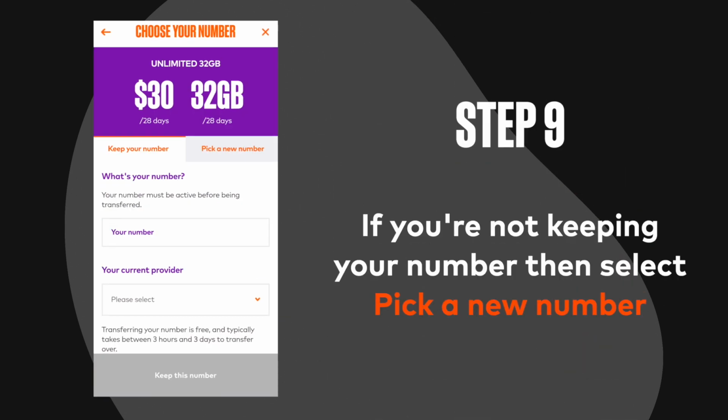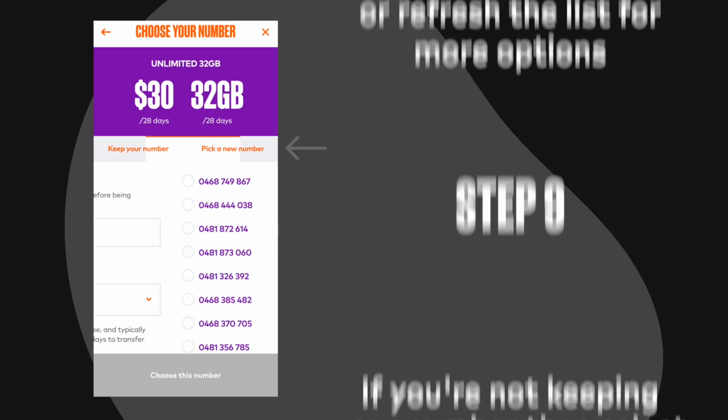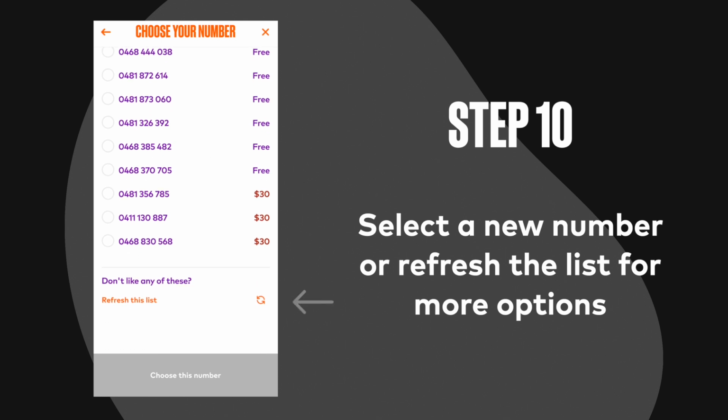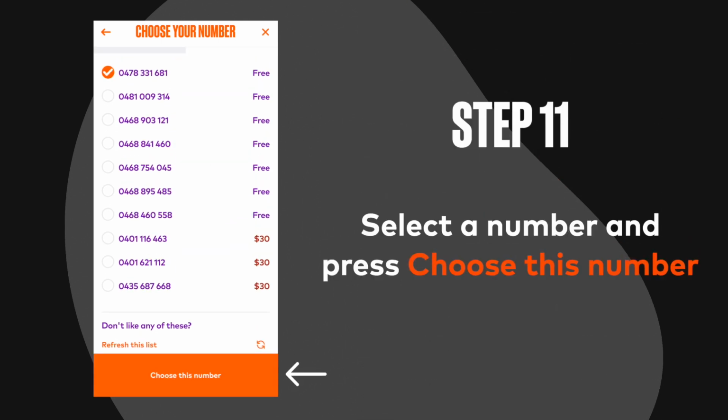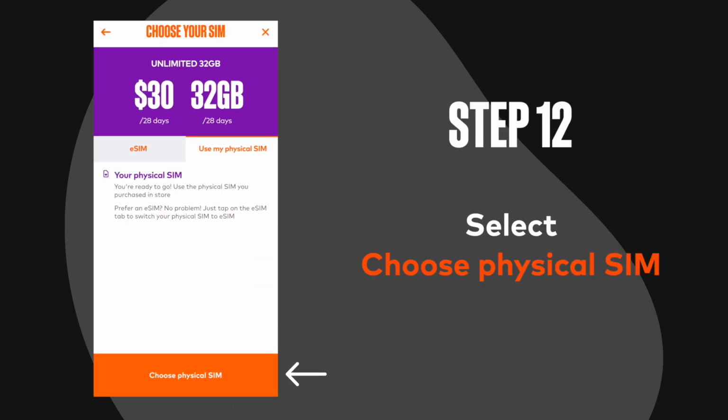Step 9. If you're not keeping your existing number, then select Pick a new number. Step 10. Select a new number or refresh the list for more options. Step 11. Select a number and press Choose this number. Step 12. Select Choose physical SIM.